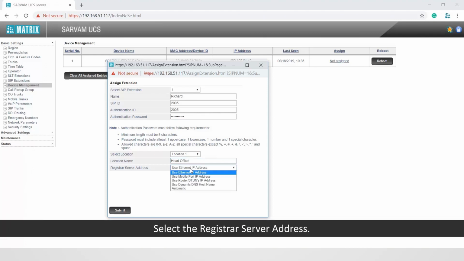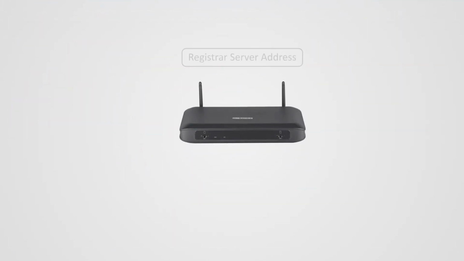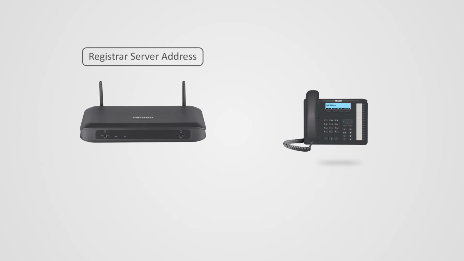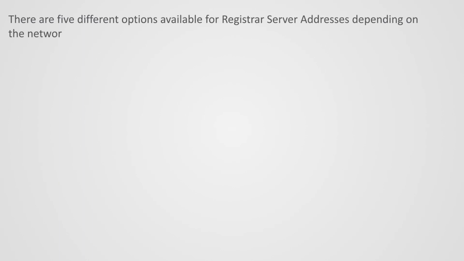Select the registrar server address. Registrar server address is the address of the SIP server. SARVAM UCS provides this address to SPARSH VP510E for registration. There are 5 different options available for registrar server addresses depending on the network architecture.